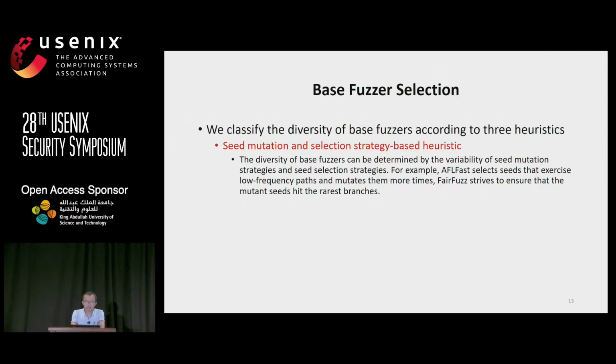For the base fuzzer selection, we classify the diversity of base fuzzers according to 3 heuristics. The first is the seed mutation and selection strategy-based heuristic. For example, EcoFuzz selects seeds that exercise low-frequency paths and mutates them more times. FairFuzz strives to ensure that the mutant seeds hit the rarest branch.